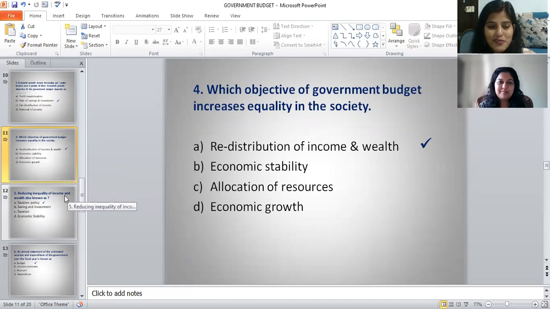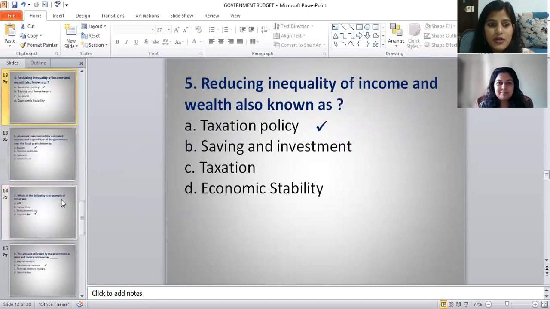Now Leena ma'am will give you the next question for the MCQs. Reducing inequality of income and wealth is also known as, is it the taxation policy, saving and investment, taxation, or economic stability? What is it called? Ma'am, I guess Alka ma'am explained about the taxation policies. Yes, wonderful. Taxation policy. Yes, it reduces the inequality of income and wealth. So that is the taxation policy. Correct. Okay, ma'am. Thank you, ma'am.